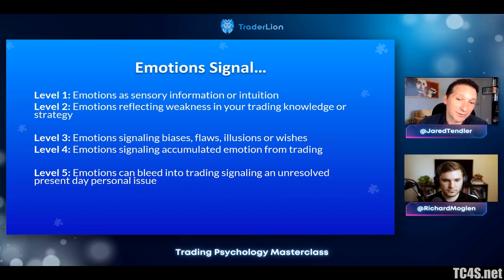So level 5 can include financial stress, personal issues with your family, with your spouse, an outside investment, the demands of day-to-day life, childcare issues, somebody getting sick. I mean, our personal lives can very easily bleed into trading, and being able to block that out and create a buffer for that is very important.